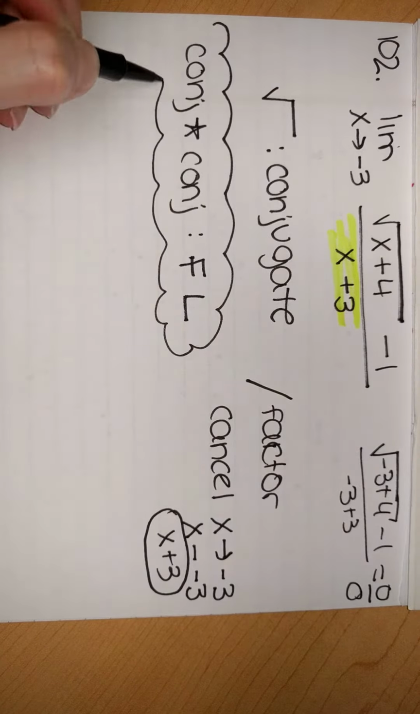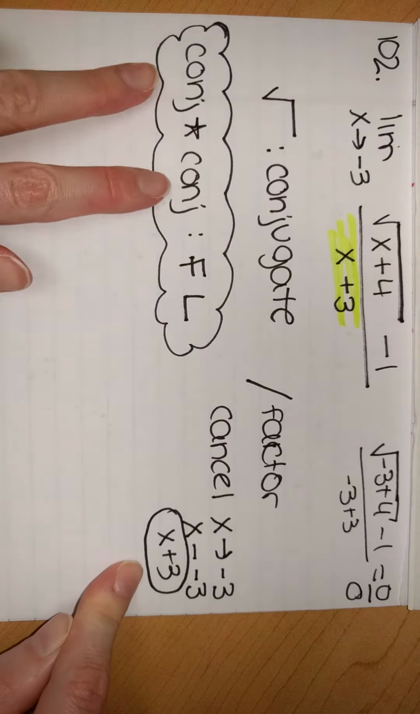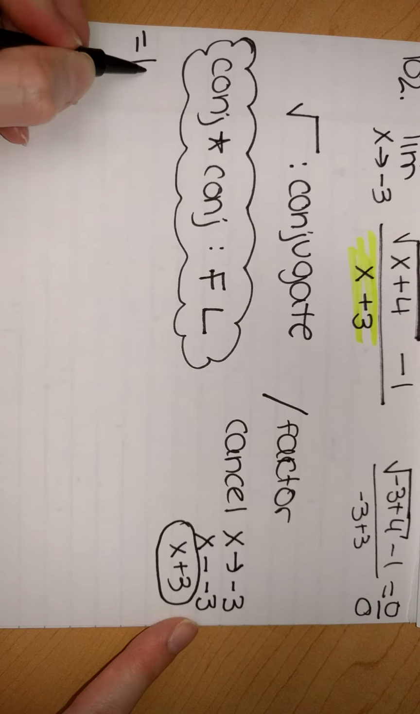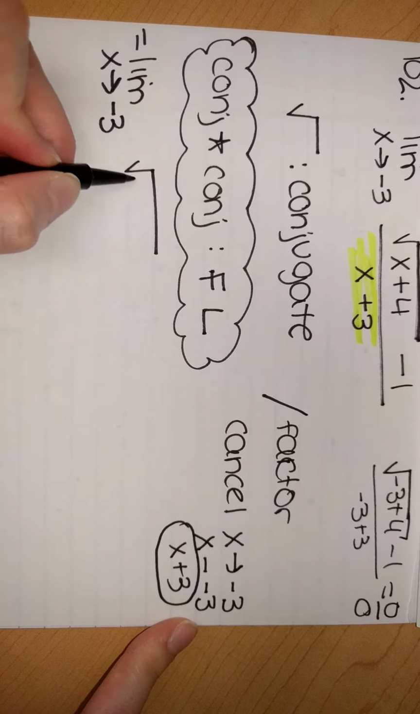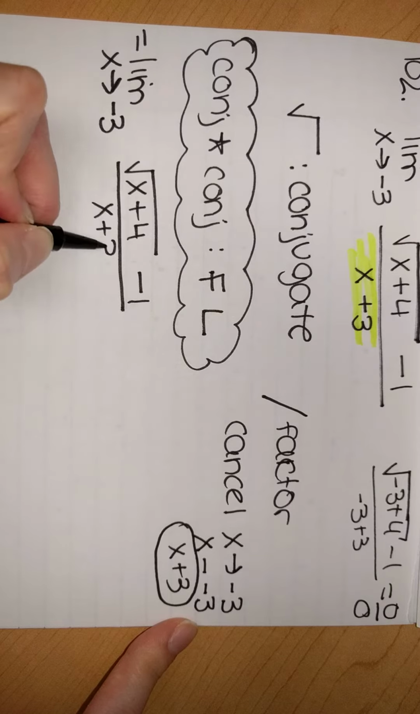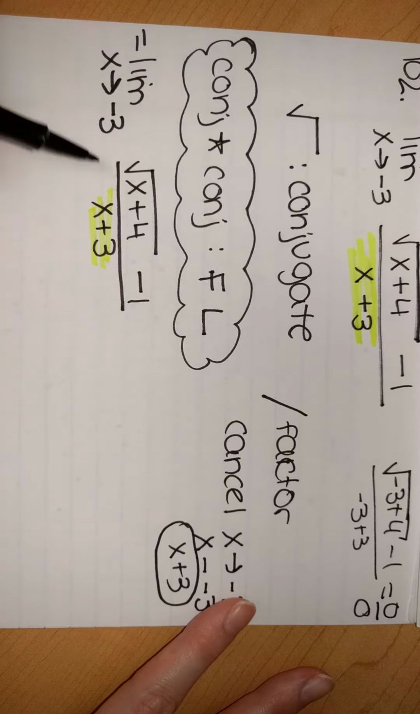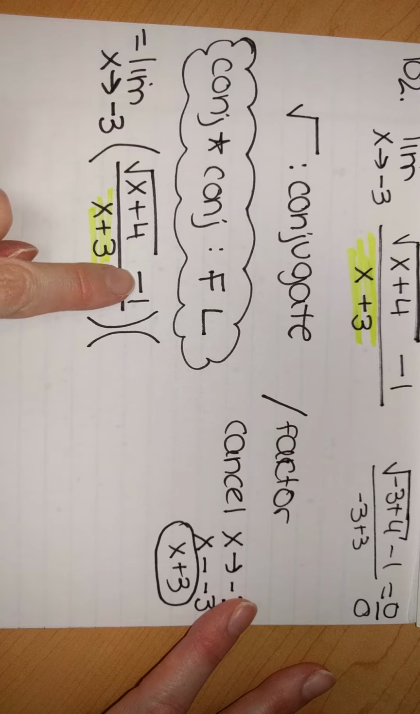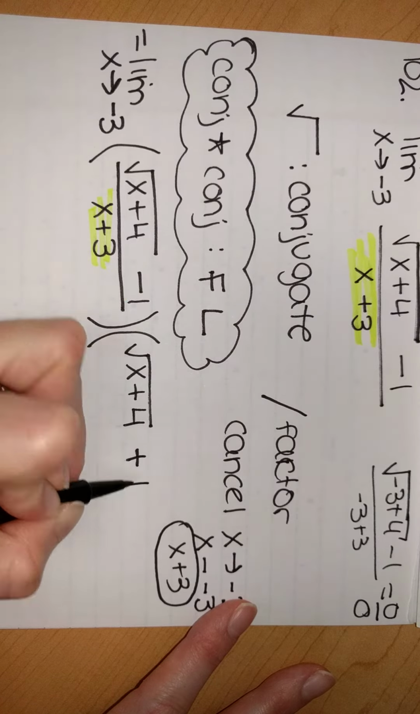Okay, so the way that we're going to be able to potentially successfully cancel out x plus 3 is by using the multiplication by the conjugate. All right, so let's see what happens when we do that. So we have x going to negative 3, square root x plus 4 minus 1 over x plus 3. We like the fact that we have an x plus 3 here because that's what we're trying to cancel, but we don't like the square root, so we multiply by the conjugate of the square root. So this is a minus, so we'll multiply by the plus 1 of that.